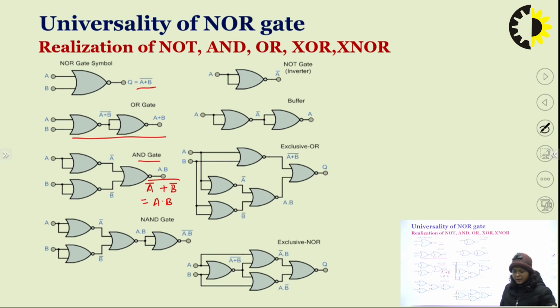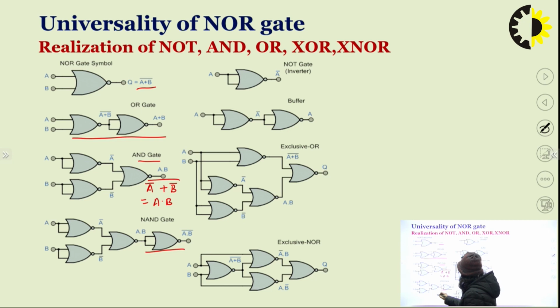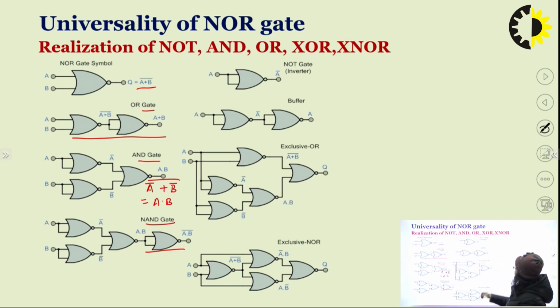Moving towards NAND gate, we add a NOT at the output of AND to get NAND gate. Moving towards NOT gate, we simply common both the inputs to get NOT gate.